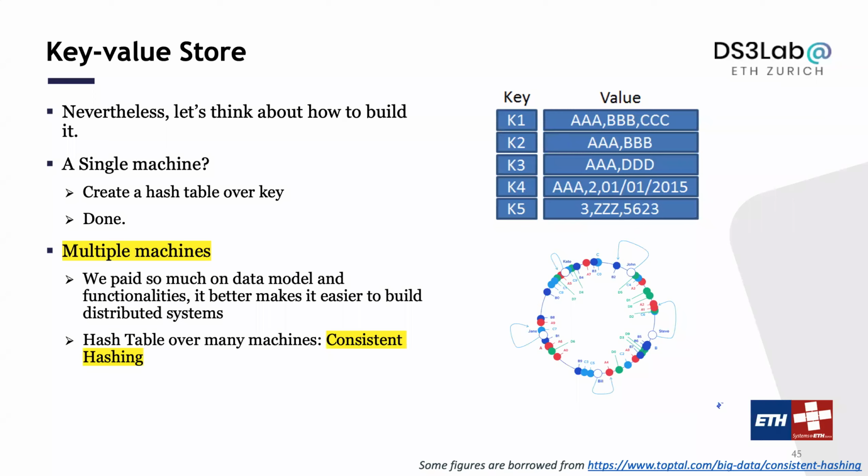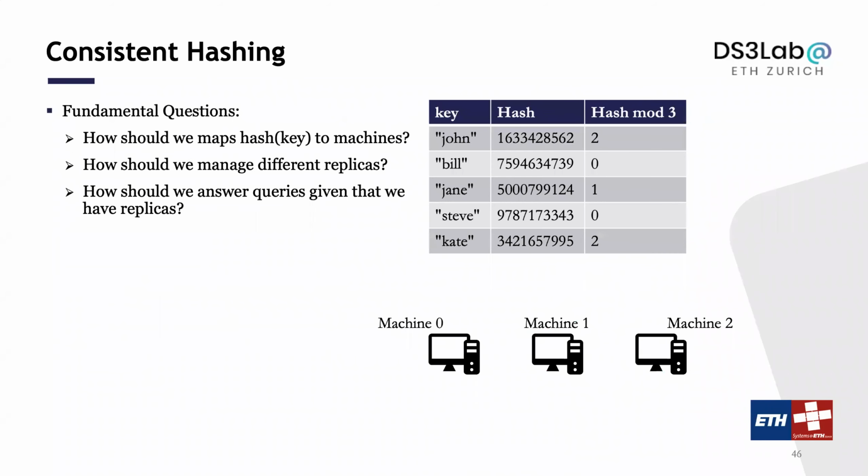So how can you build a hash table over multiple machines? Here we are going to talk about something called consistent hashing. Here's a high level idea. I have a huge hash table. Here I have a hash table with 5 different keys, and for each key, I have the hash value. And I have 3 machines, machine 0, machine 1, machine 2. Now the fundamental question I want to ask is how should I partition this table across these 3 machines?